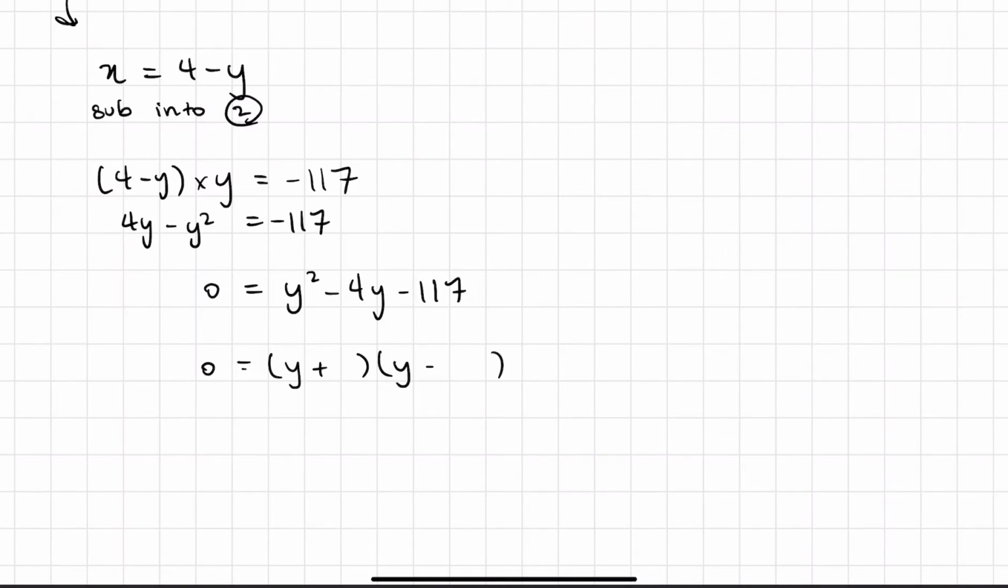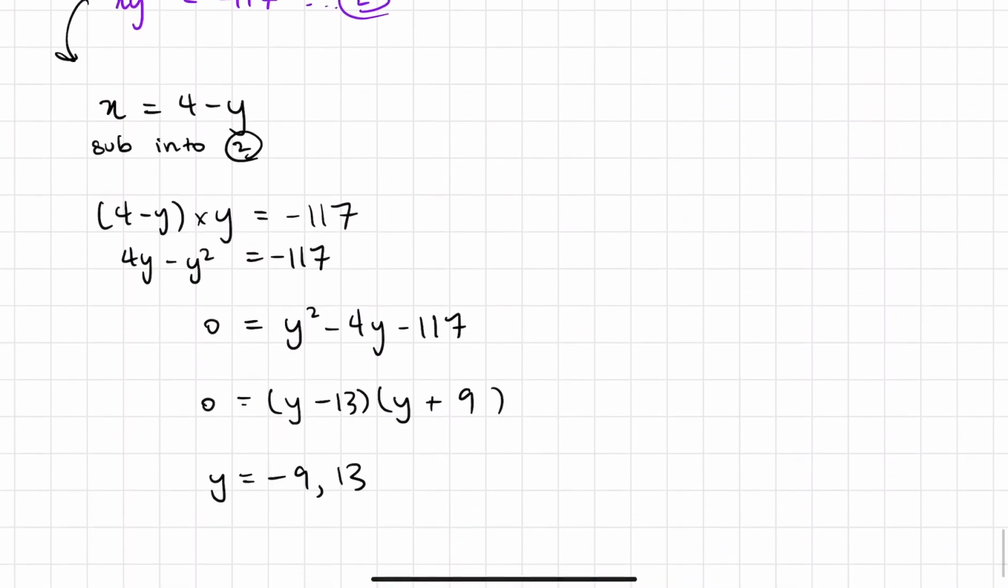The factors of 117... I have no idea. What if we divided by 9? 117 is 9 times 13. Yeah, it looks like these are the factors with the signs swapped. So I just did that in my head, and I think that's the right one. So y equals negative 9 and 13.